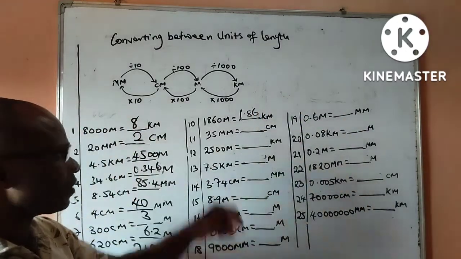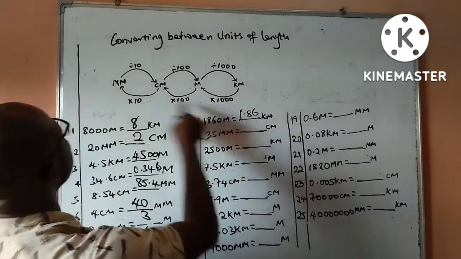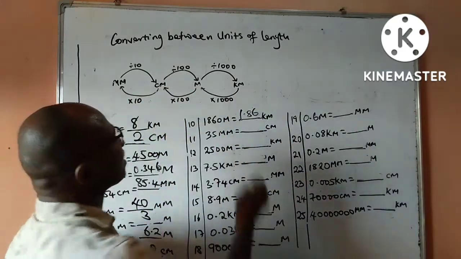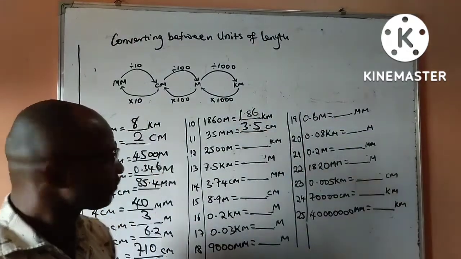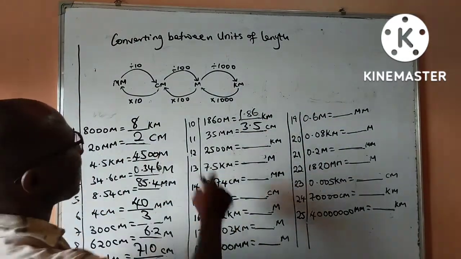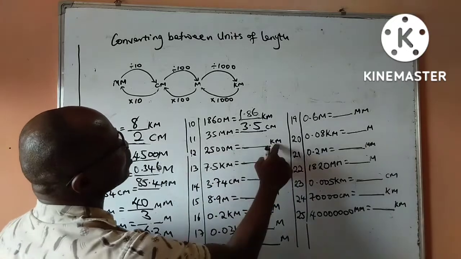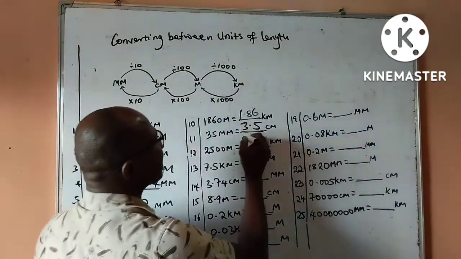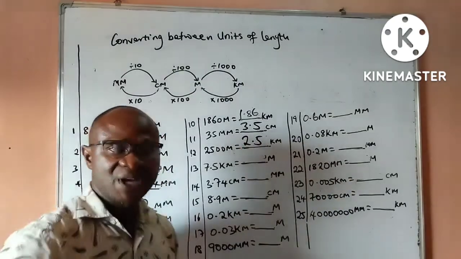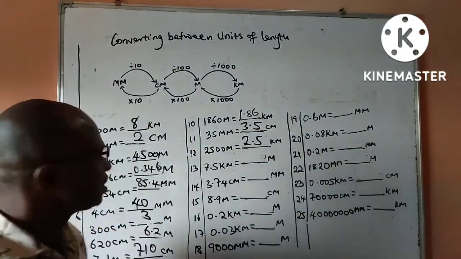I go to number 11. 35 mm to cm, mm to cm, I divide by 10. Mine is 3.5. What is your own answer? I go to number 12. I have 2,500 meters. I want to convert it to kilometers. From meters to kilometers, I divide by 1,000. My answer is 2.5. What is your own answer? It is easy thing to do. Your mind can do it.